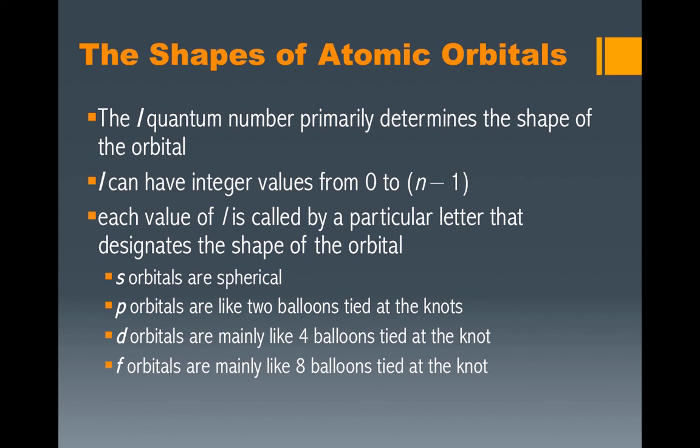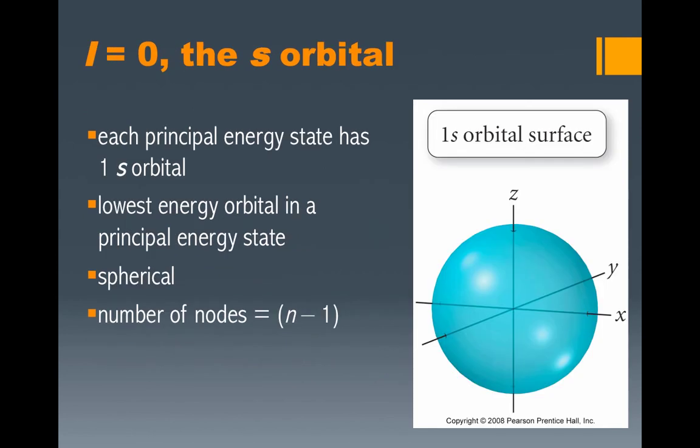The quantum number L determines the shape of an orbital. L can have a value of 0 to n minus 1. Basically, an s orbital has a value of 0, p has a value of 1, and it goes up from there. Each value is called by a particular letter that designates the shape. The four most common are S, P, D, and F. There is a G and H, but you are very unlikely to see those.